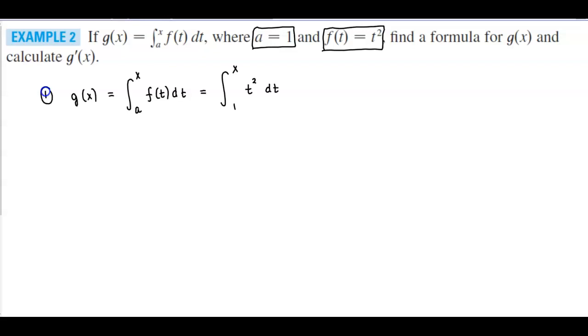dt. Okay? And so now what we want to do is find the antiderivative of t squared, which we know is going to be t cubed over 3. And we're going to evaluate it from the lower limit of 1 to the upper limit of x. So therefore, we know that this is going to be x cubed over 3 minus 1 cubed over 3.